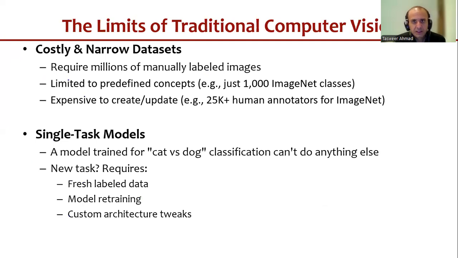But there were limitations in traditional computer vision or image processing. It was costly to build a dataset, and the dataset was very narrow, specific to a particular task. It requires millions of images to label, and there were a limited number of classes. For example, ImageNet has only 1,000 classes, and it is expensive to create such datasets. If we train a model using those datasets, it is trained only for those specific classes. For example, a model for classifying cats and dogs can't do anything else. So for new classes, we require new data, retraining, and custom architecture. That was a big problem in the domain of computer vision.